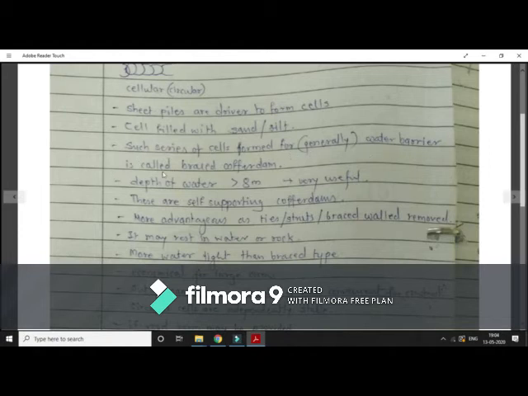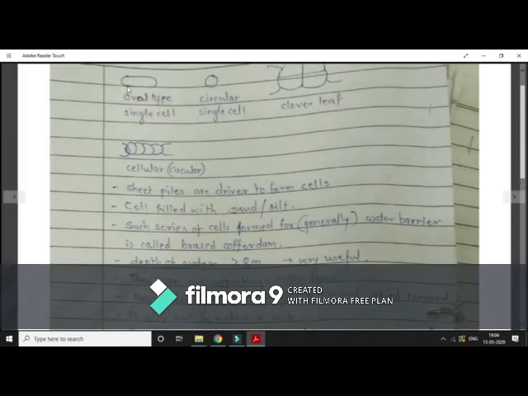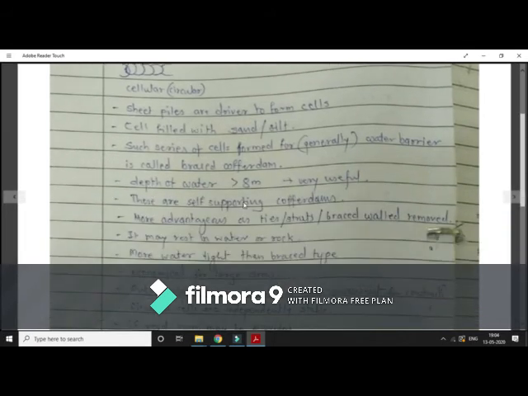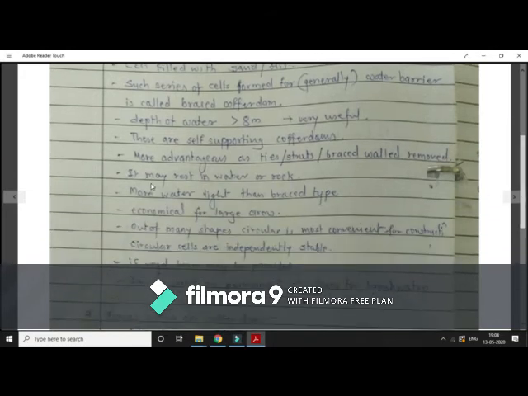for a water barrier is called the cellular cofferdam. The depth of water most of the time you will find is greater than 8 meters. So it is very useful here. These are self-supporting cofferdams. More advantage is that tie studs and breast walls are removed. So only a cell can be sufficient with the help of the filled material. It may rest in water or on rock. More watertight than the breast type. So it is economical for large areas.